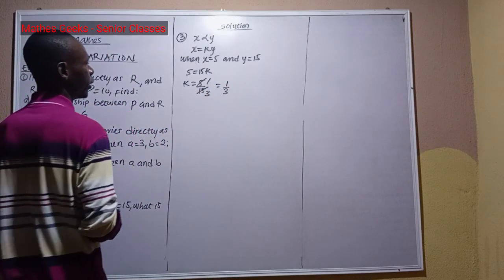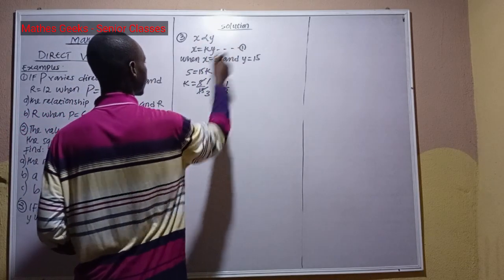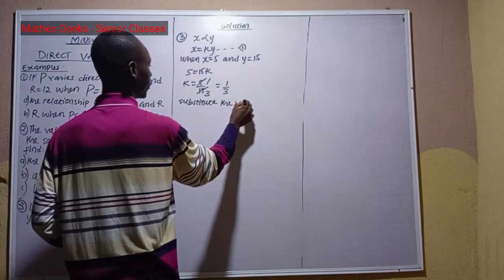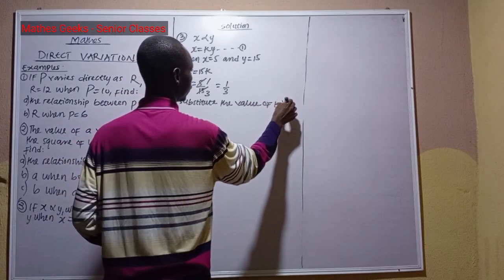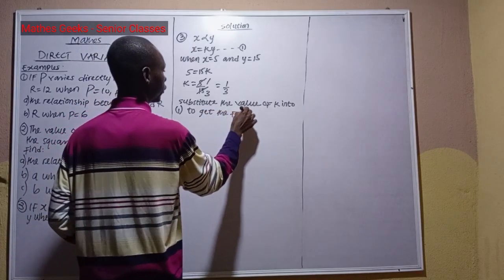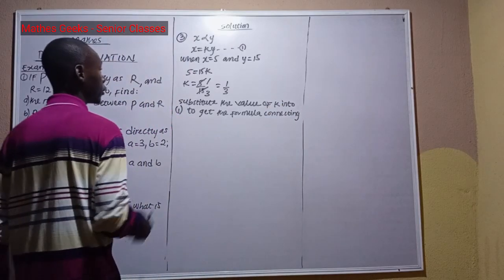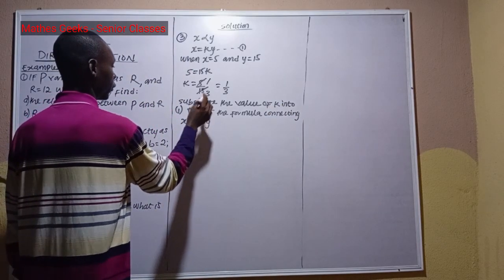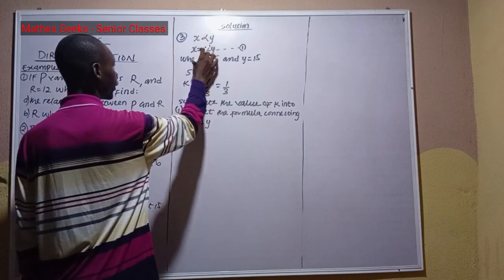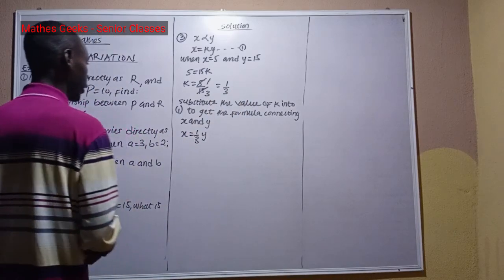So let's get the formula connecting X and Y. If we call this equation 1, substitute the value of K into equation 1 to get the formula connecting X and Y. So X equals, where we have K, we put the value 1 over 3, so X equals 1 over 3 Y. This is the formula connecting X and Y.